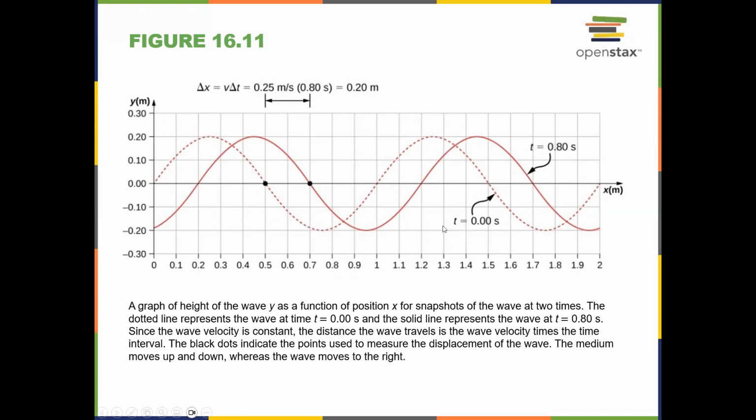Okay. And here, what we're going to see is that we look at this wave and it's moving down the string. And let's say it's moving at 0.25 meters per second. And let's say we watch it for 0.8 of a second. It'll move 0.2 meters.